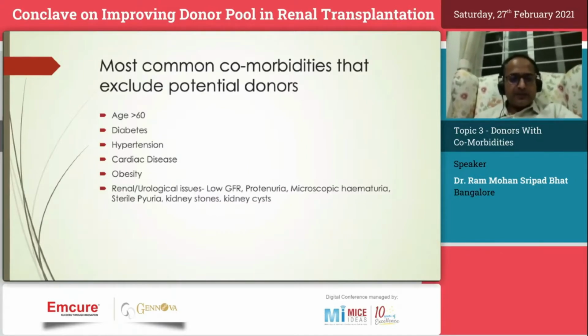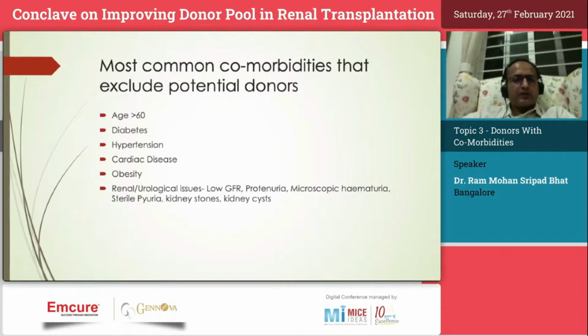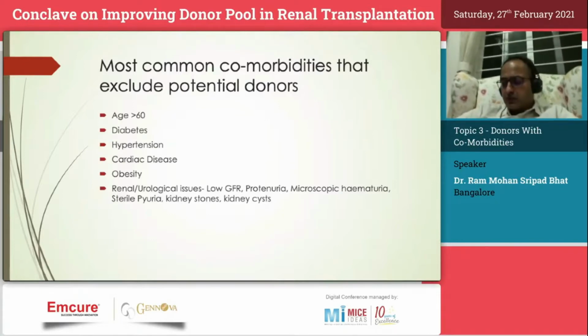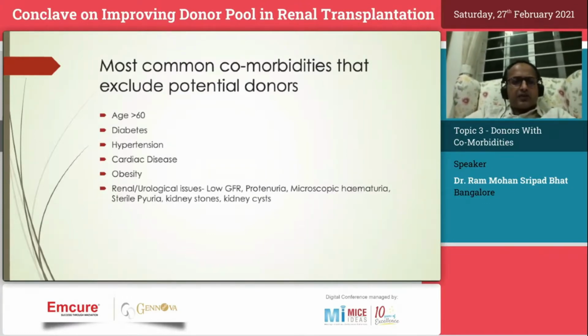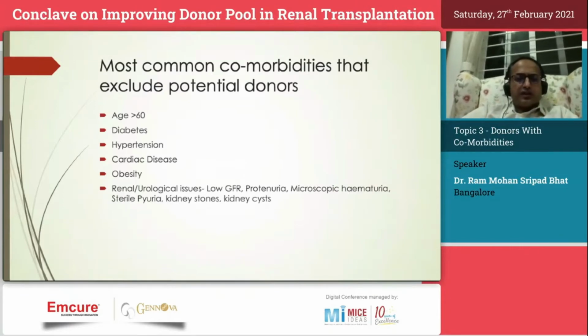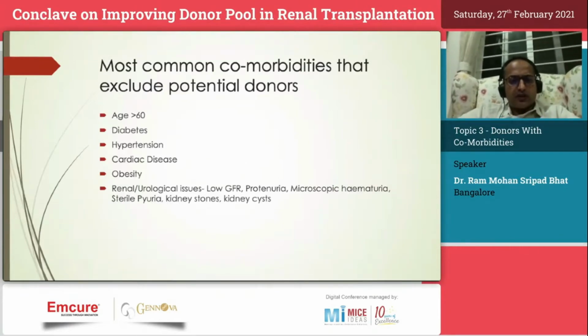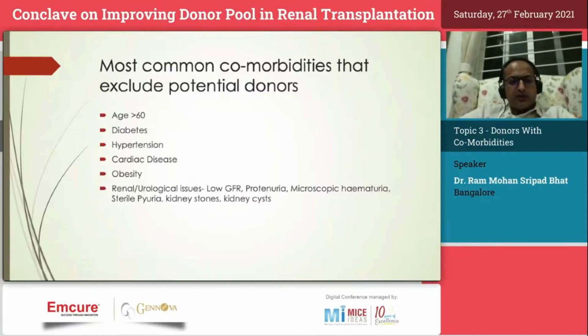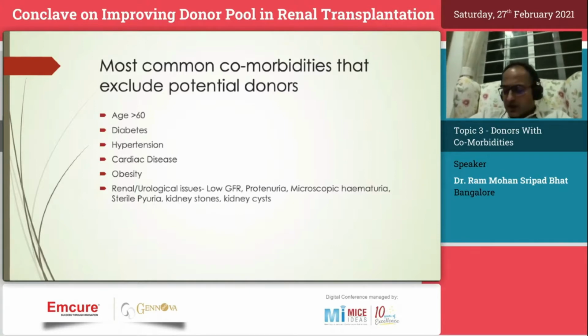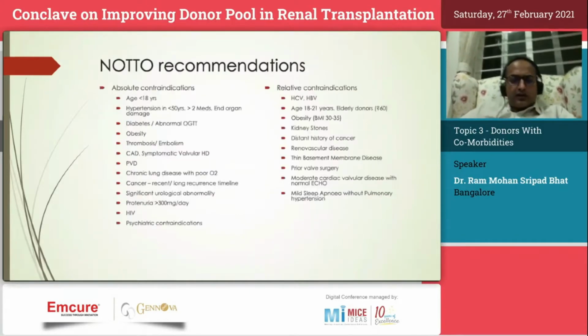donors with comorbidities, of which I think the most important one is diabetes. If we are able to include diabetics as part of our donor pool, we will be able to improve our donor pool by at least, I think, 30–40%. Others, I'm not so sure how much we can stretch, such as poorly controlled hypertension, symptomatic cardiac disease, morbid obesity, or renal or urological issues, which actually should not be ignored at all. So, what does NOTTO say?